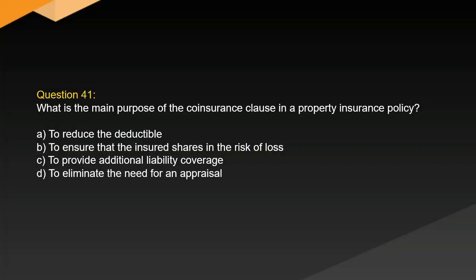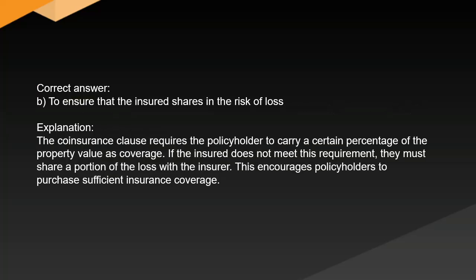Question 41. What is the main purpose of the coinsurance clause in a property insurance policy? A, to reduce the deductible. B, to ensure that the insured shares in the risk of loss. C, to provide additional liability coverage. D, to eliminate the need for an appraisal. Correct answer. B, to ensure that the insured shares in the risk of loss.